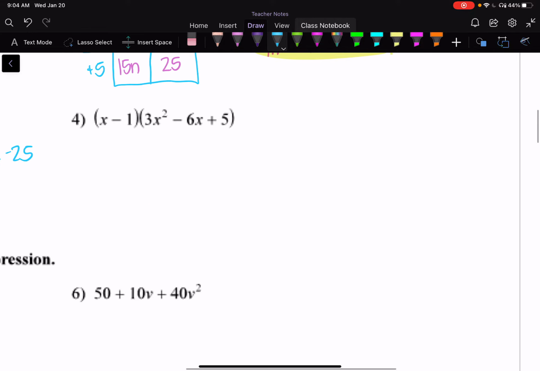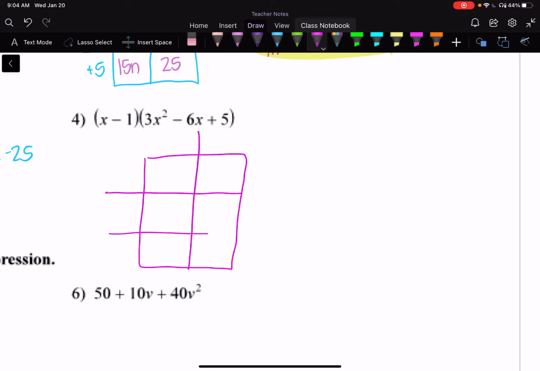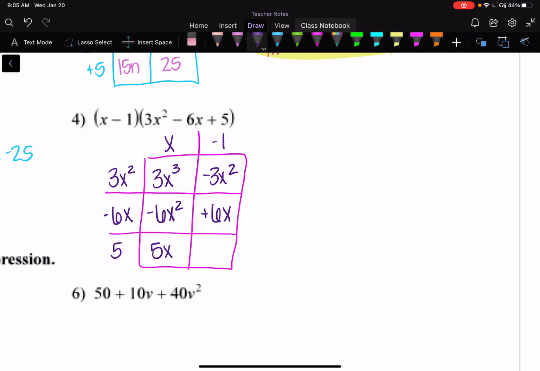And then number 4. I do a 2 by 3 box here since I have a binomial multiplied to a trinomial. The binomial is going to go in the 2 spots, and the trinomial will go on the side so that all 3 of the terms are on the same side of the box. I get 3x cubed minus 3x squared minus 6x squared plus 6x plus 5x minus 5.